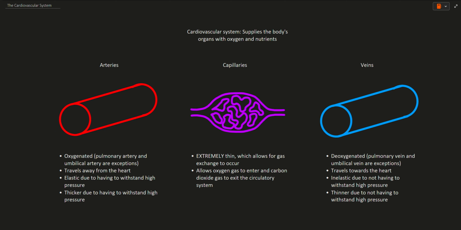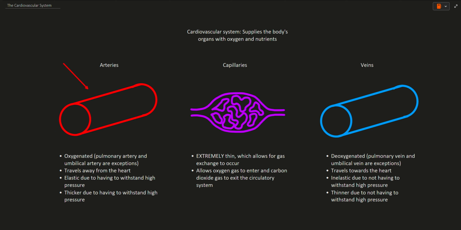The cardiovascular system is responsible for supplying the body's organs and tissues with blood. Blood not only contains oxygen, but also nutrients the body needs. The cardiovascular system spans the entire body, such that every part of the body is supplied with a sufficient amount of blood. There are three main types of blood vessels.